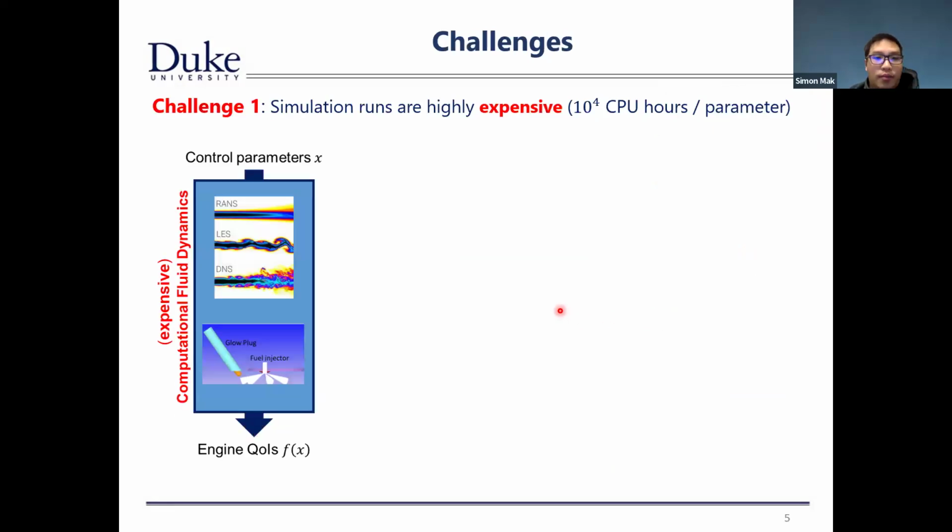Okay. So right away, there's an inherent challenge, which is that these simulation runs are highly expensive, 10 to the 4 CPU hours for every control strategy. So you can think about it like this, where we start off with control parameters x. We have to run through this really expensive simulator on computational fluid dynamics to simulate these engine quantities of interest. Now, of course, if you want real-time control, you're going through bad weather, right? You don't want to wait 10 to the 4 CPU hours to make a decision.